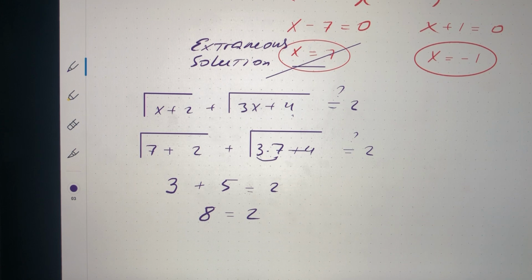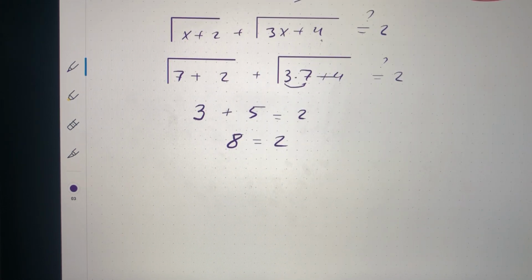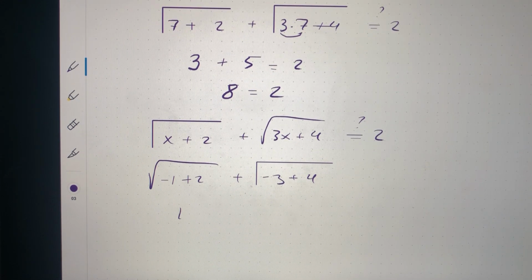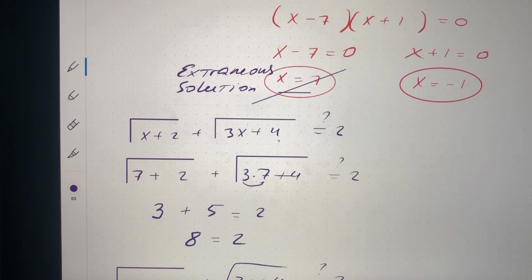Now if we try negative 1, let's see what that does. Same exact setup. Square root of x plus 2 plus square root of 3x plus 4. Is that equal to 2? Well, if x is negative 1, that makes negative 1 plus 2, and then negative 3 plus 4. Negative 1 plus 2 is 1, square root of 1 is 1. That's also 1, square root of 1 is also 1. So 1 plus 1 is 2, yes. So the second solution works. The first does not. And so our final answer is negative 1.